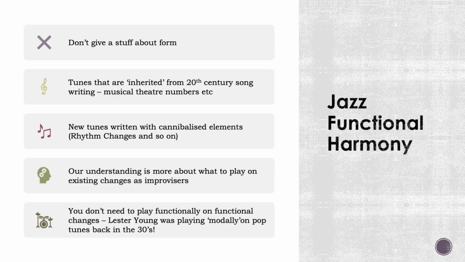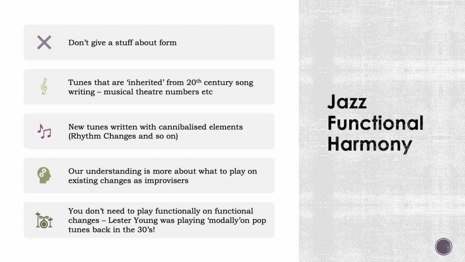So jazz functional harmony is, generally we don't give a stuff about form because the form is already provided. Usually AABA, of course, in terms of the Great American Songbook, or ABAC and so on, or 12-bar blues. But generally we're interested in playing over a form or composing over a form, by and large, more than actually composing a fresh form, although that does happen. But when those fresh forms are composed, in general, they tend to be shorter than, say, a sonata, although there are some exceptions. So the tunes are inherited from 20th century songwriting, musical theatre numbers, and so on.